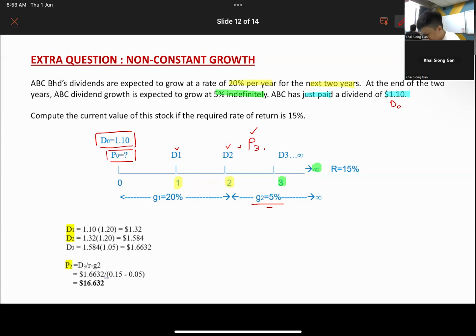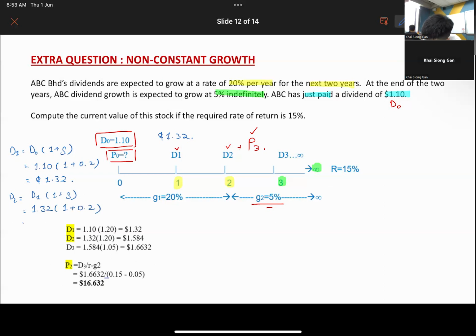So first, we can calculate the D1 first. So D1, I write here as well, D1. We use the formula D0 bracket 1 plus G. So D0 is 1.1 bracket 1 plus G. Growth rate is 20%, so it is 0.2. Then you put into calculator, you will get 1.32. Moving on to D2. Calculate D2, do the same again. So now we have to use D1 bracket 1 plus G. Then D1 is 1.32, 1 plus 0.2, and I get 1.584. So I put it here, 1.584.